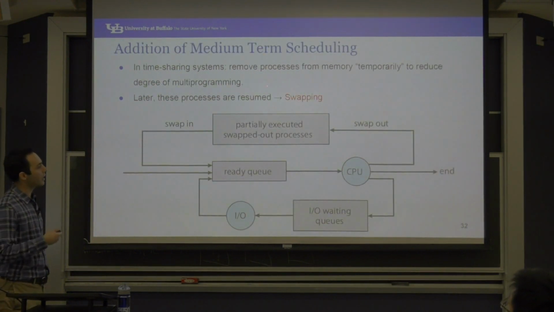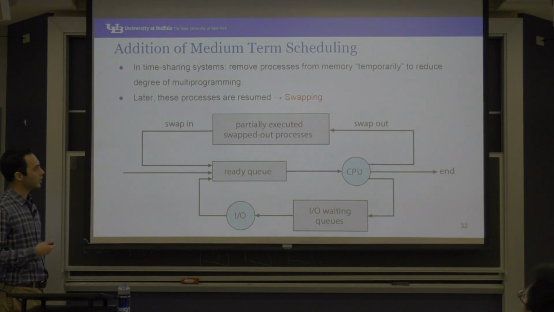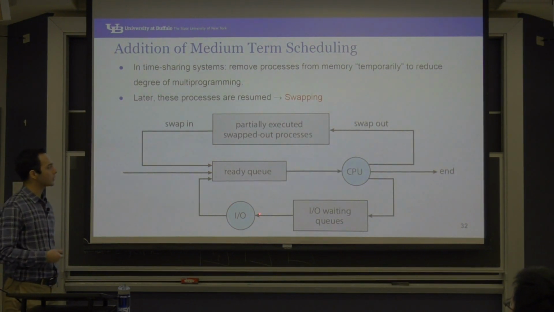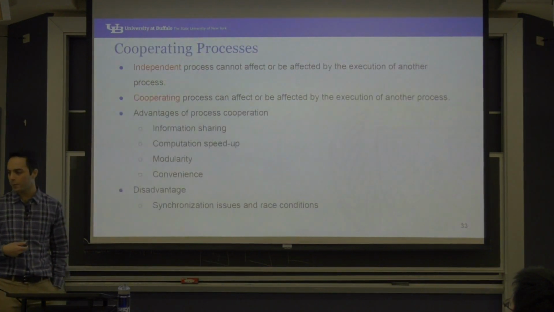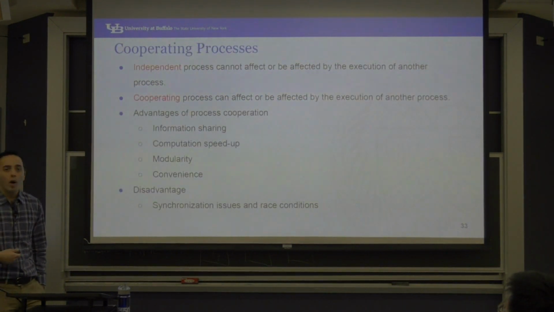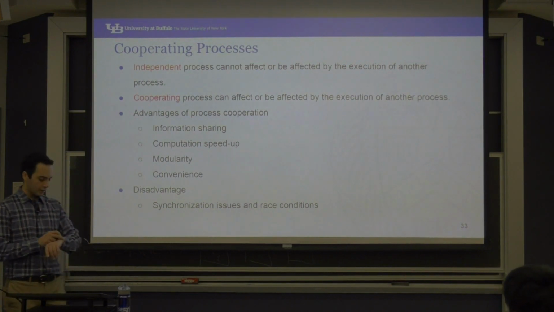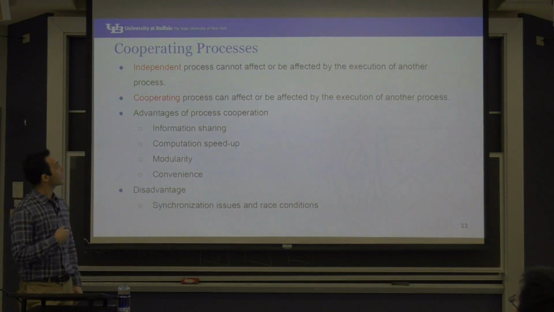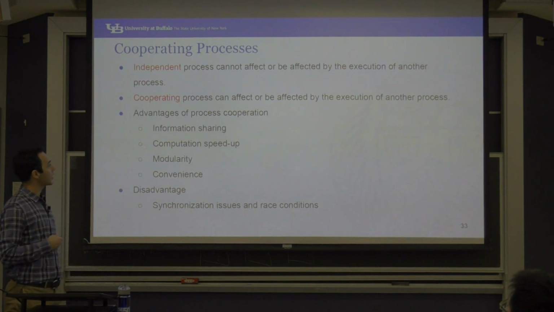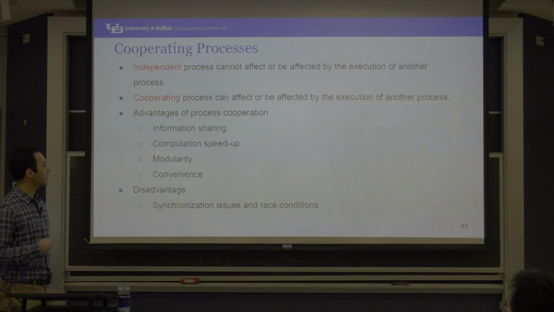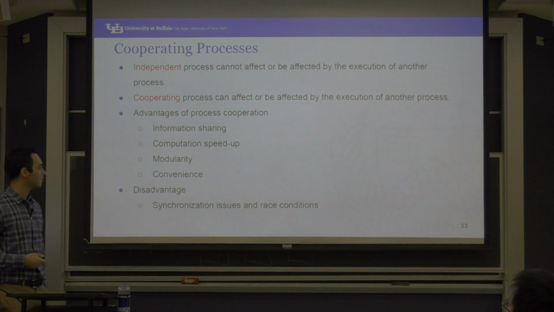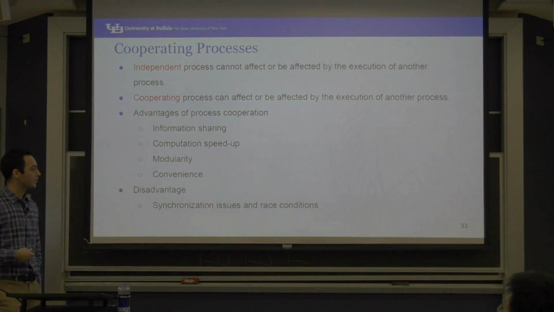And then we have, again, the midterm schedulers, which are for swapping out and swapping in the processes that are currently in memory. Then we have cooperating processes, which is the intercommunication between processes. Processes can cooperate for different reasons: information sharing, computation speedup, modularity, and convenience. And it's really difficult because the disadvantage is synchronization.